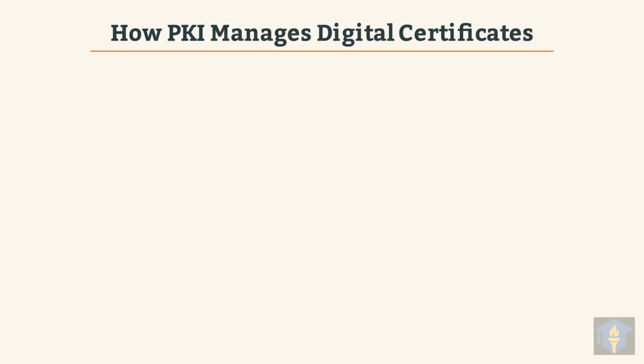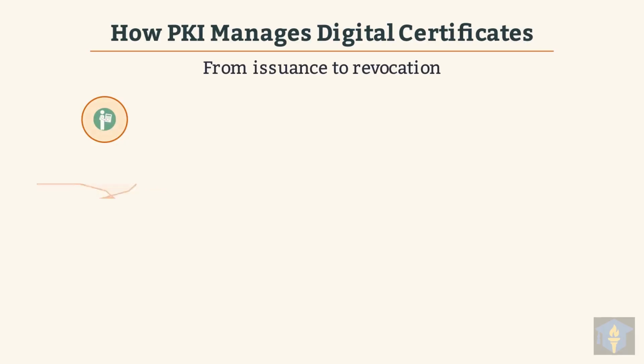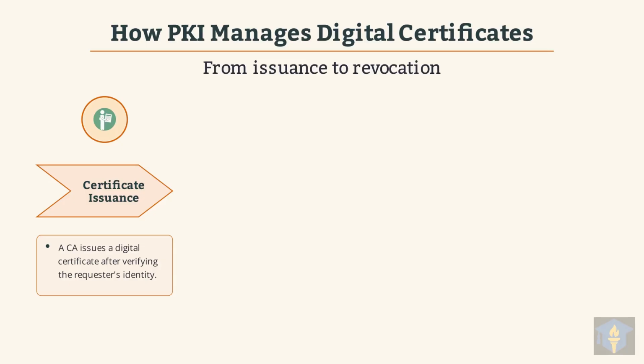Now, let's explore the life cycle of digital certificates and how PKI effectively manages them. We'll cover the entire process, from a certificate's initial issuance all the way to its potential revocation. The first step is certificate issuance, where a CA verifies identity and then creates the certificate. A certificate authority issues a digital certificate only after thoroughly verifying the requester's identity.